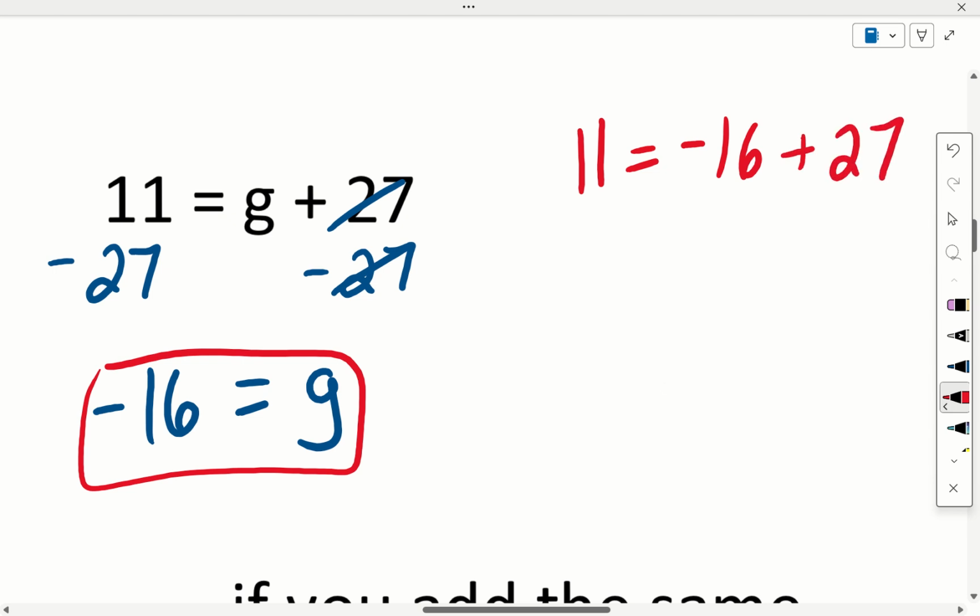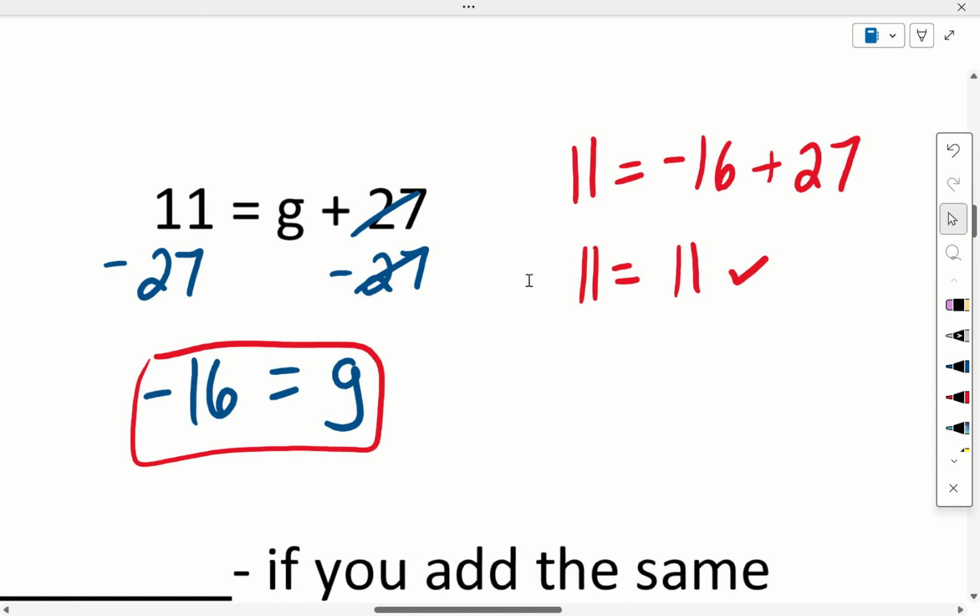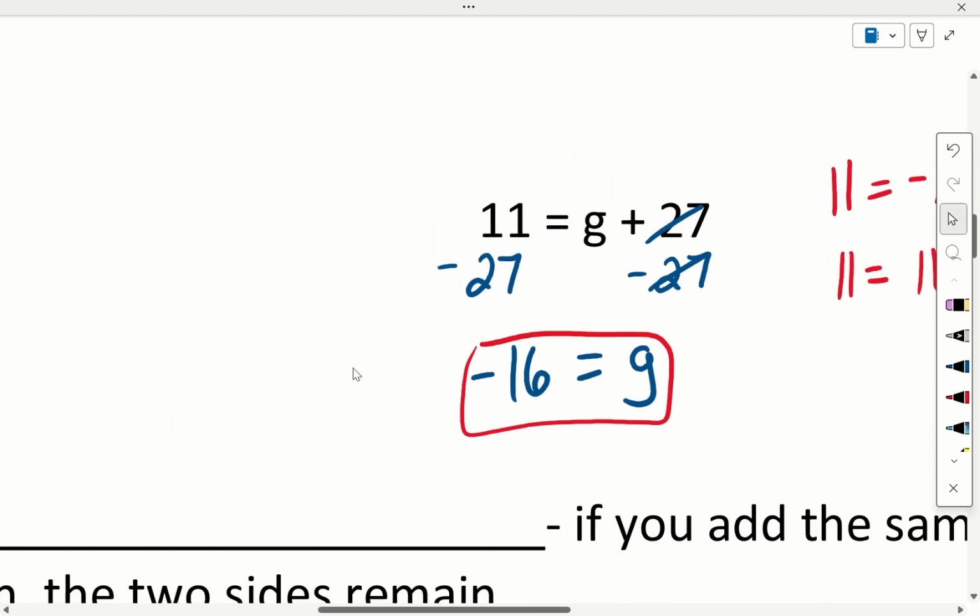You take your original equation, the variable goes out, the solution for that variable goes in, and then we determine, is 11 equal to negative 16 plus 27? It's 11. It checks out. So what's really cool about this is, if you take the time to check your answers, you should know if you're right or wrong, assuming you don't make a second mistake.